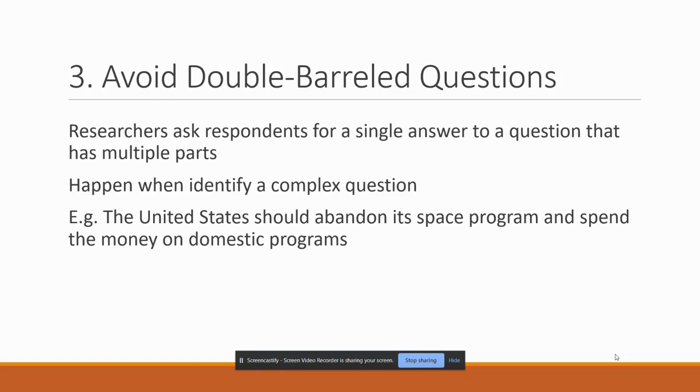Next is to avoid double-barreled questions. A double-barreled question means a researcher asks the respondent for a single answer to a question that has multiple parts within, and it happens when we have a complex question. For example, "The United States should abandon its space program and spend the money on domestic programs." Abandoning its space program and spending money on domestic programs are multiple parts in just one question already. So this type of question is not suggested to be listed in survey research.